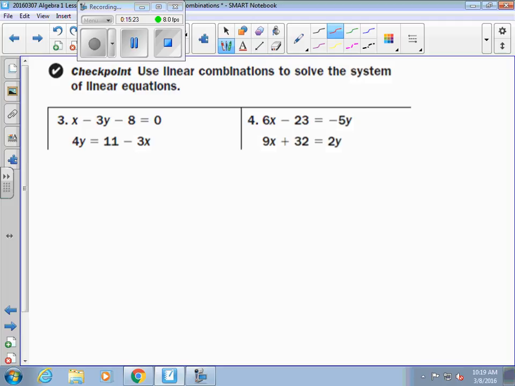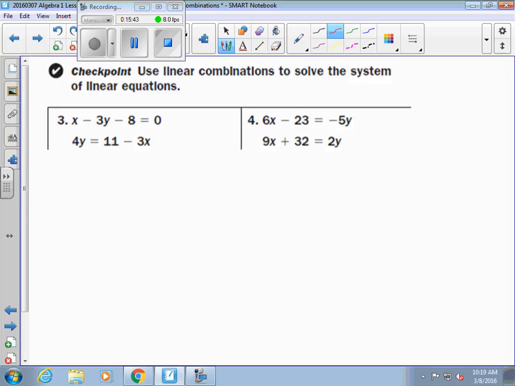These are not stacked correctly. X is not on top of x. Y is not on top of y. Constant's not on top of constant. So we want to make that happen. What do we need to move? You can move one of them. You can move both of them. It's probably easier just to move one.